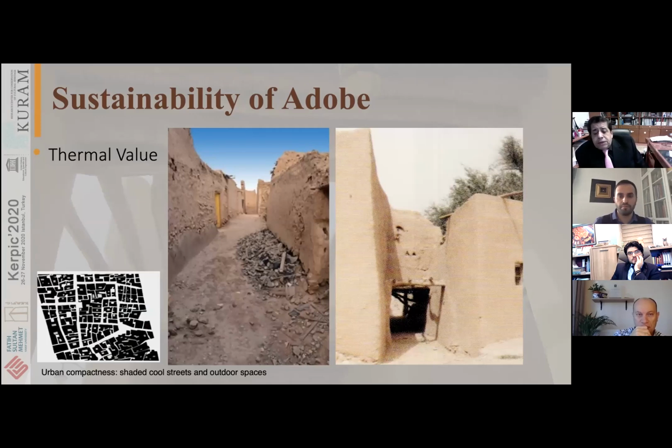Thermal values, both in the urban scale as well as the architectural scale. The urban compactness of adobe settlements means the streets are shaded and cool. The same goes for the outdoors, and it's a very pleasant, very human environment and atmosphere.